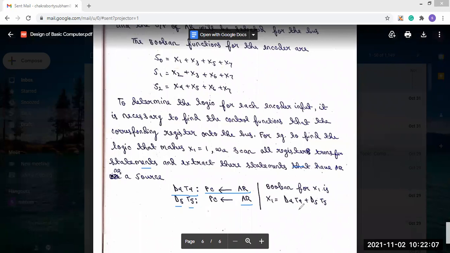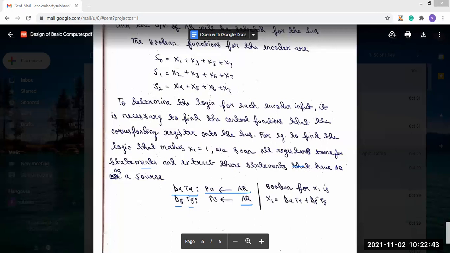Now if we make the Boolean function of x1, it will be D4 T4 plus D5 T5. That means the output signal and the timing signal, plus the output signal and the timing signal. Both of these added will be presented as the x1 Boolean function. So x1 equals D4 T4 plus D5 T5. This is the Boolean function for x1.